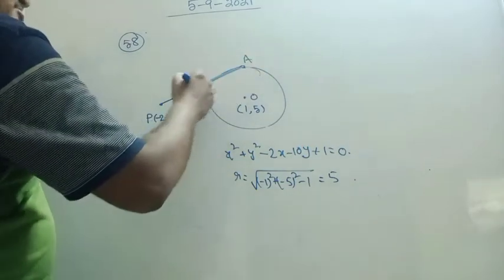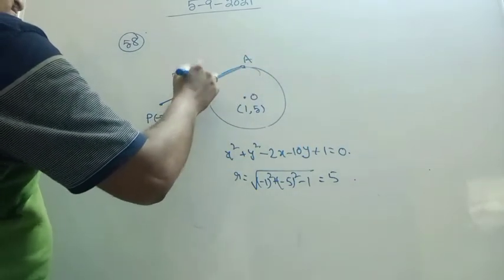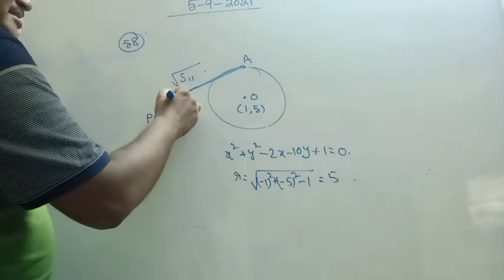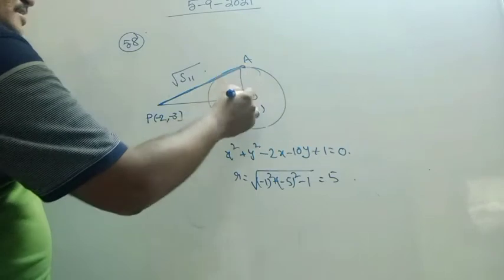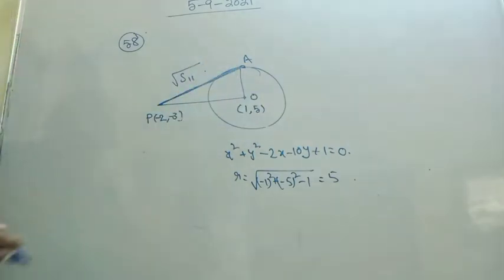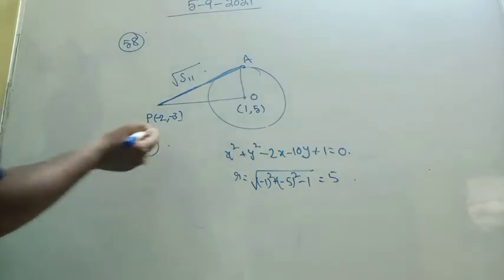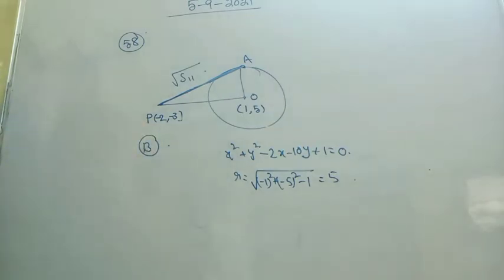This is actually known as root over S11. If you do that, you will get it very easily. The length of the tangent segment is nothing but root over S11. If you do that, you will get the answer for that. Then the answer is B. You are getting this, right?